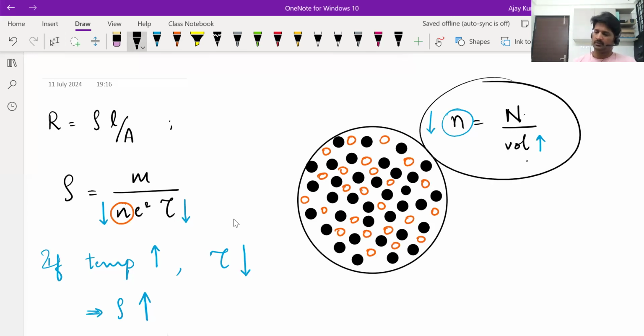unit volume. Now, total number of electrons in the conductor is not going to change. But if temperature increases, the volume will increase. So the number density will come down. Yes, sir. So number density decreases. And tau here means relaxation time. What is the meaning of relaxation time?